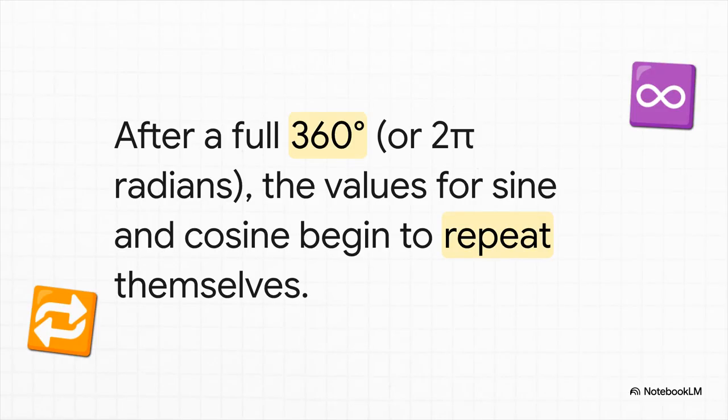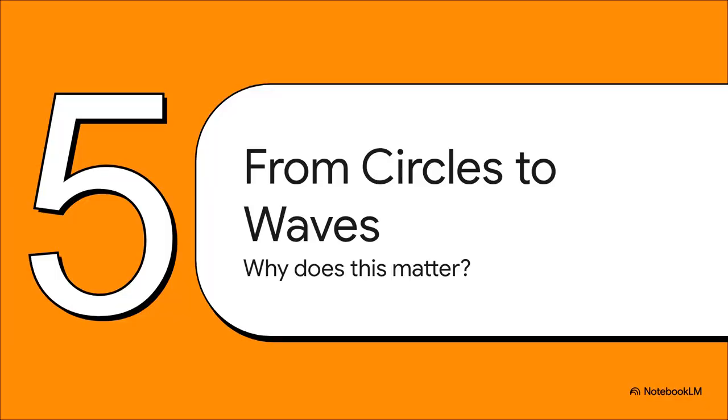The circle just goes round and round, forever. So the values for sine and cosine at, say, 370 degrees are going to be exactly the same as they are at 10 degrees. This repeating pattern, this is everything. Okay, this is all really cool math theory, but let's be real. Why should you care? What's the point? Why does taking trigonometry from triangles to circles actually matter in the real world?